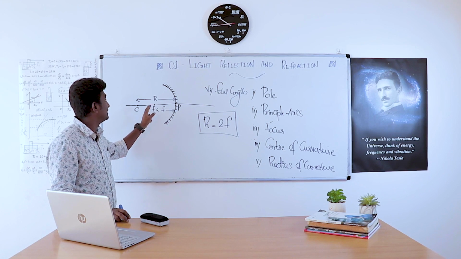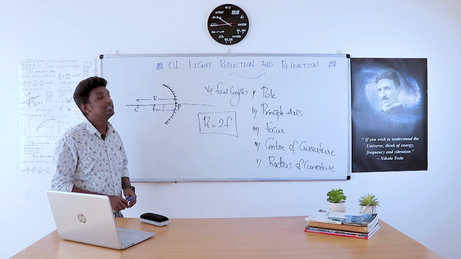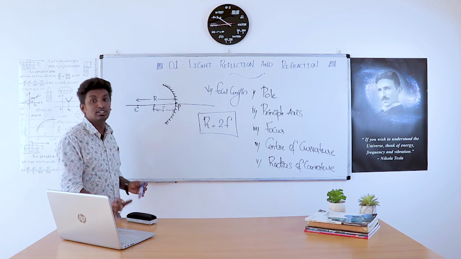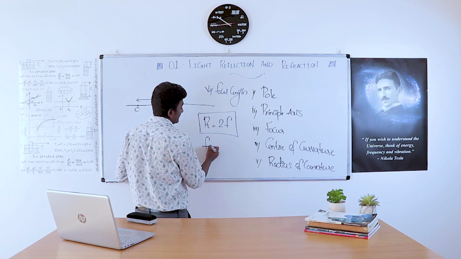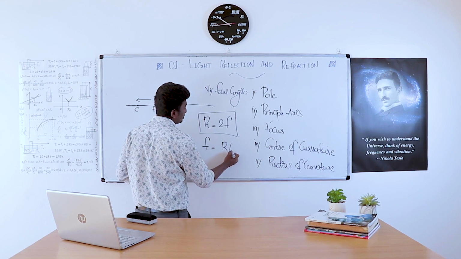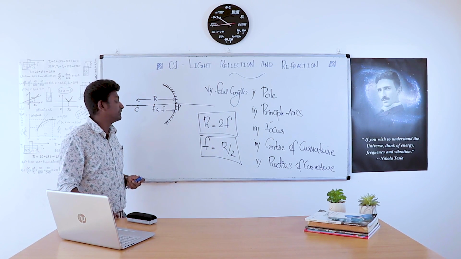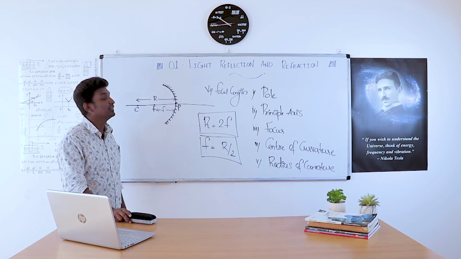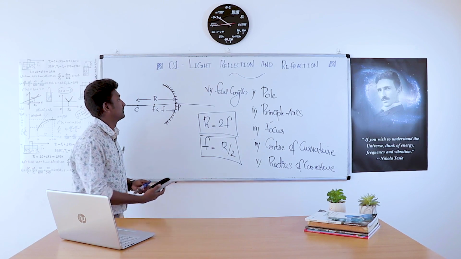Then what is the relation between radius of curvature and focal length? Radius of curvature is double the focal length. So R = 2f, or otherwise, f = R/2. That's the relation between radius of curvature and focal length. These are the terms related to spherical mirrors.